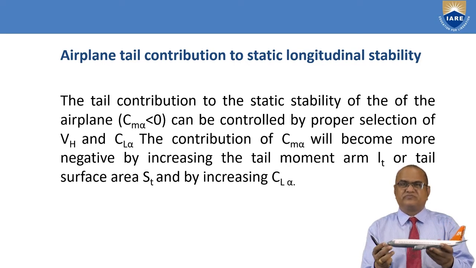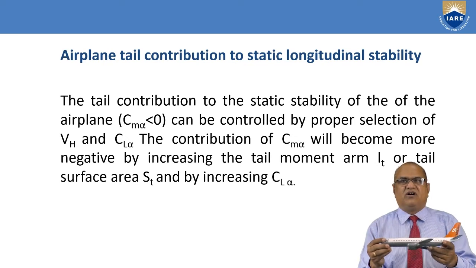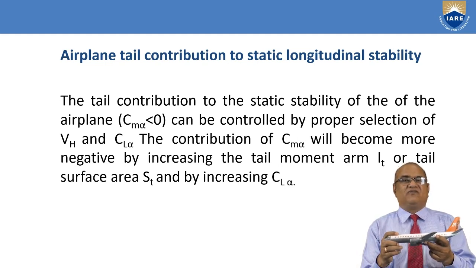Okay, so the tail contribution to the static stability of the airplane, that is Cm alpha less than 0, can be controlled by proper selection of VH and CL alpha.